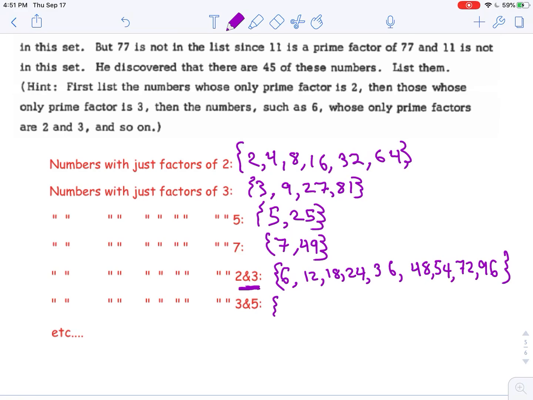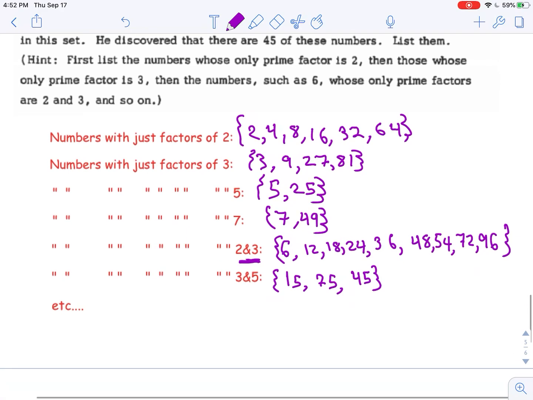So numbers with just 3 and 5 as factors. Well, 15, divisors of 15 that don't divide by anything else. And that's listed 15 and 75. Oops, I forgot about 45. 3 times 3 times 5 would work. That would work. And I say etc. because we could keep on going with this list.